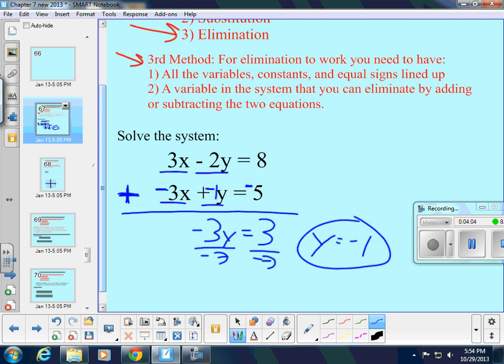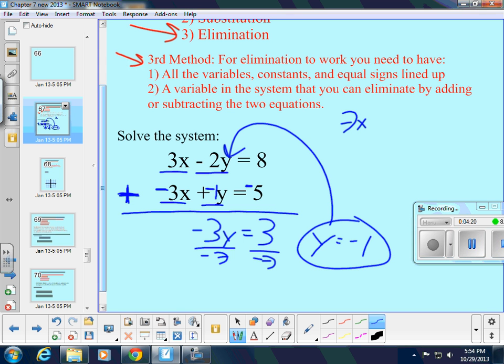If I divide both sides by negative 3, I get that y is going to be negative 1. Then I can take that negative 1 and plug it back into either of the equations for y, substitute that back in, and that'll allow me to find my x coordinate.